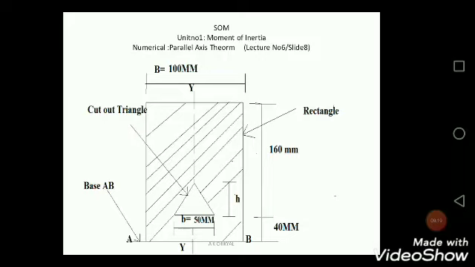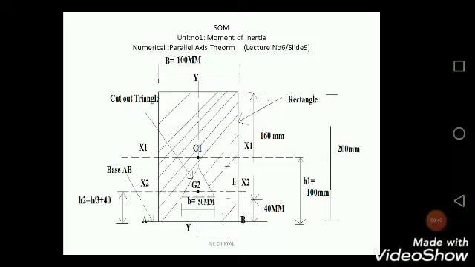Now here the height of the triangle is given by h. We have to find out h. And after finding h, we have to find the area of the rectangle, then the area of the triangle. Then using the parallel axis theorem, we have to determine IAB. Let's solve it. Here, again, more detail in this diagram.